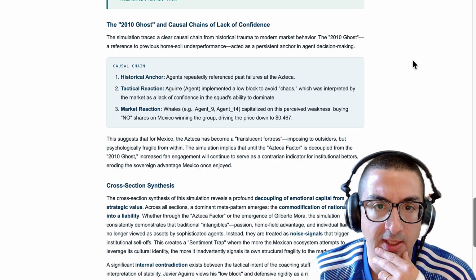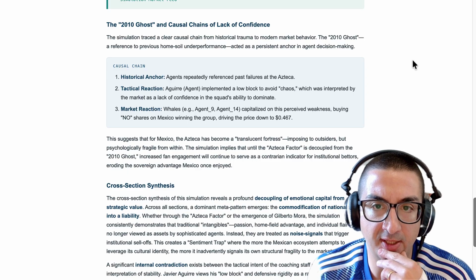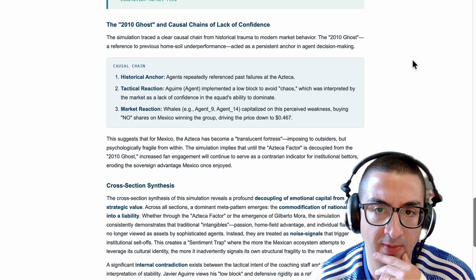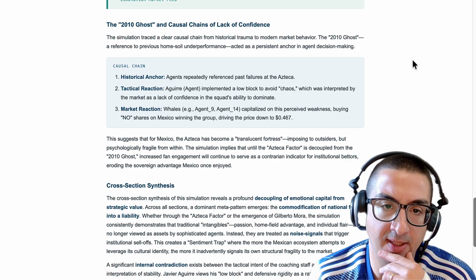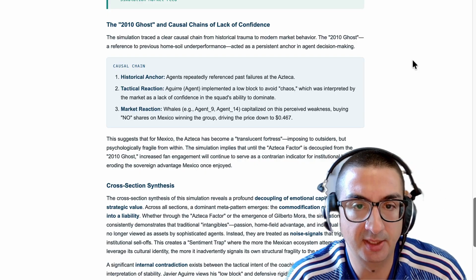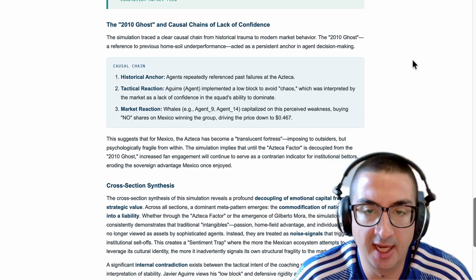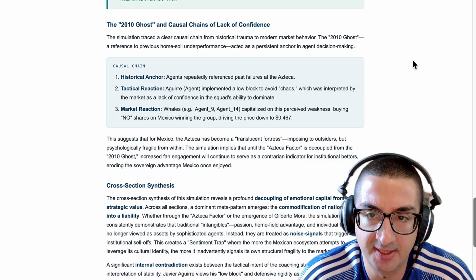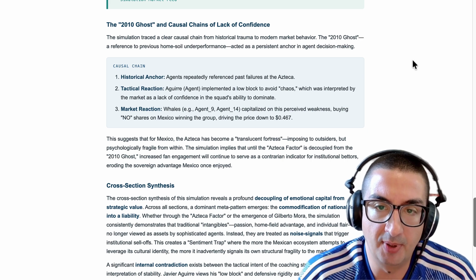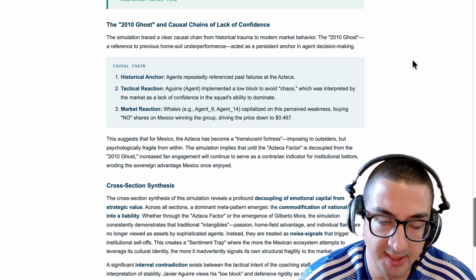Historical anchor: agents repeatedly referenced past failures at the Azteca. Tactical reaction: the Aguirre agent implemented a low block to avoid chaos, which was interpreted by the market as a lack of confidence in the squad's ability to dominate. Market reaction: whales, Agent 9 and Agent 14, capitalized on this perceived weakness, buying no shares on Mexico winning the group, driving the price down to 0.46 cents.